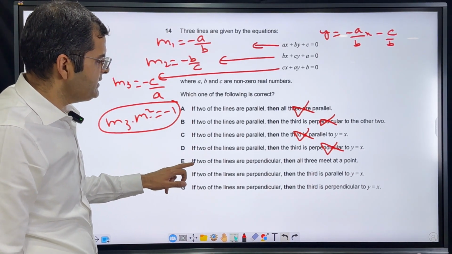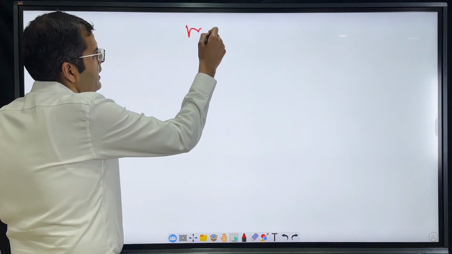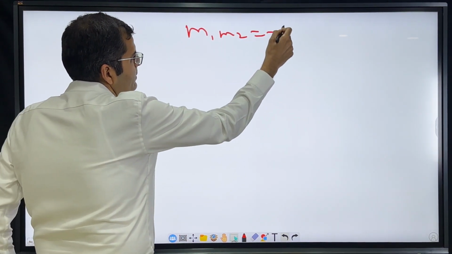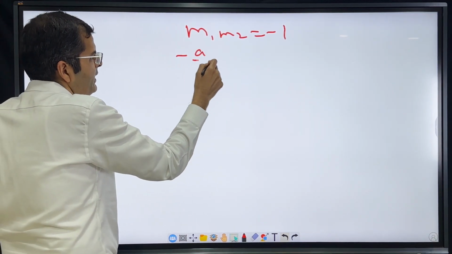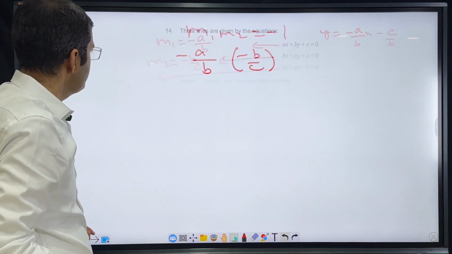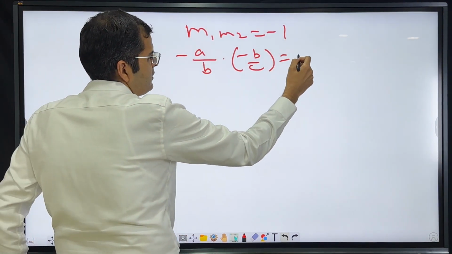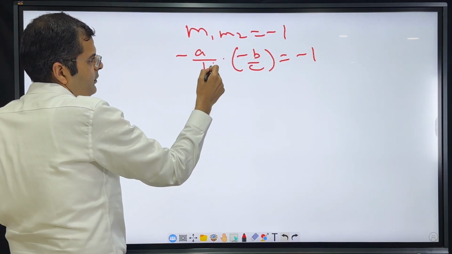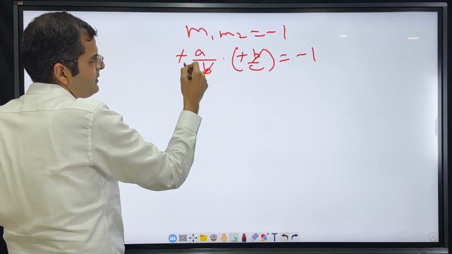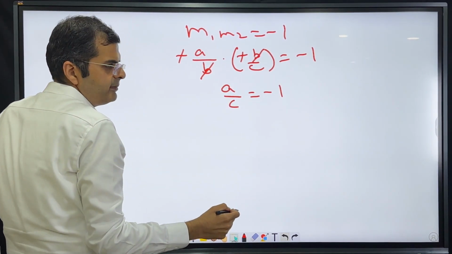Now the option is if 2 lines are perpendicular. Now if 2 lines are perpendicular, m1 into m2 is equal to minus 1. So m1 is minus a by b, m2 is minus b by c. Minus a by b into minus b by c is given to be minus 1. So from here b goes away, this minus minus becomes plus. So I get a upon c is equal to -1.